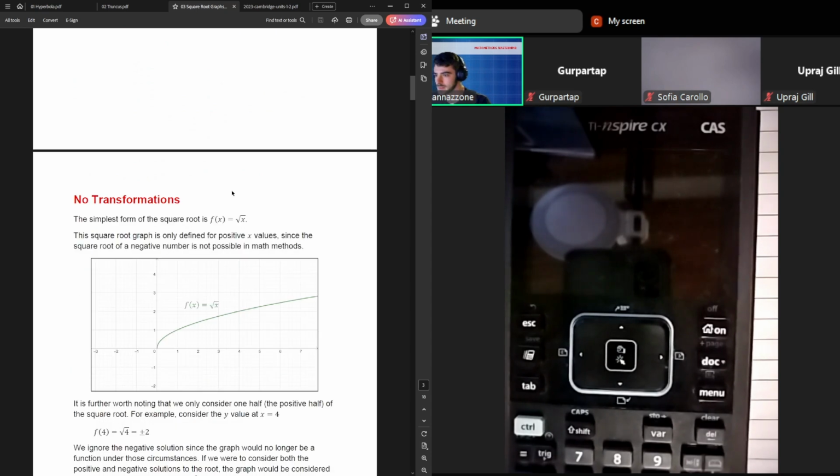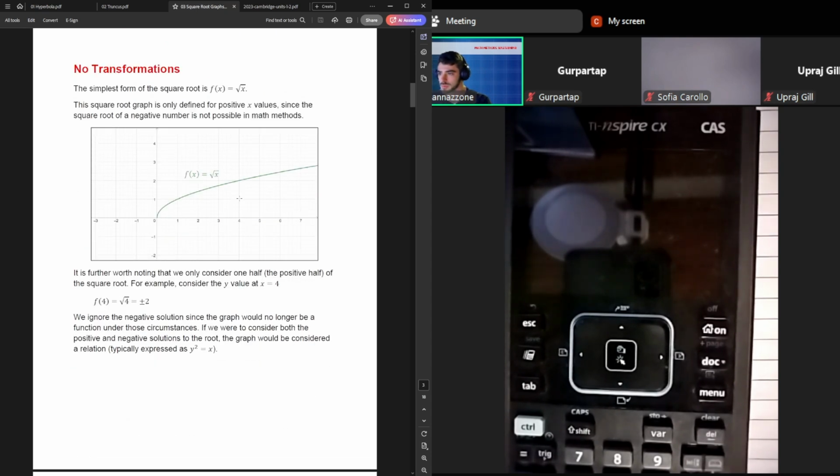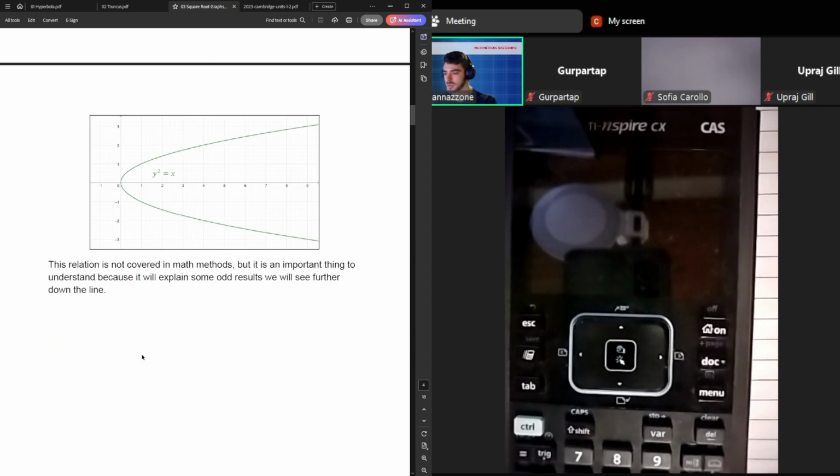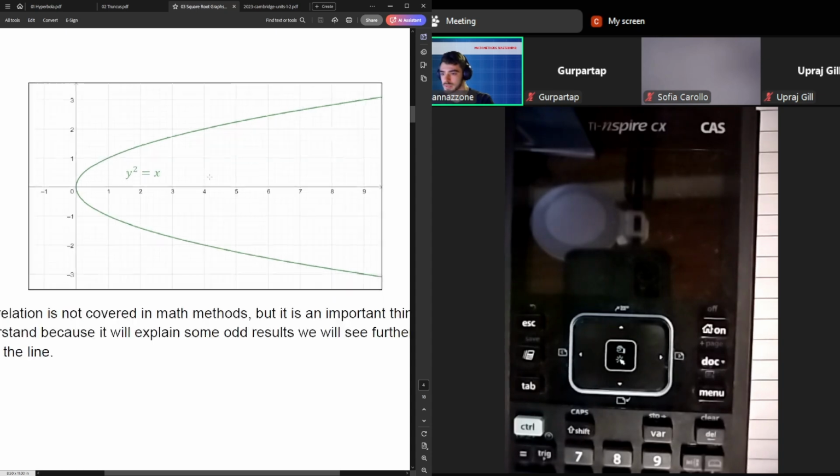Okay, so the basic square root graph looks like this. One thing to note specifically with the square root graph is that in math methods, we're in the business of sketching functions. The reason why I mention that is because the square root technically has two solutions. It has a positive and a negative solution. If you were to draw both, you would now have a relation, not a function.